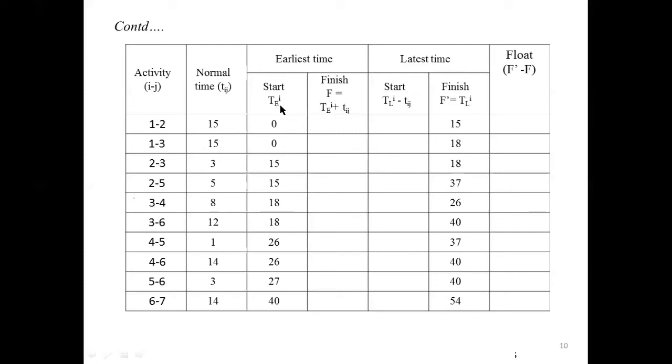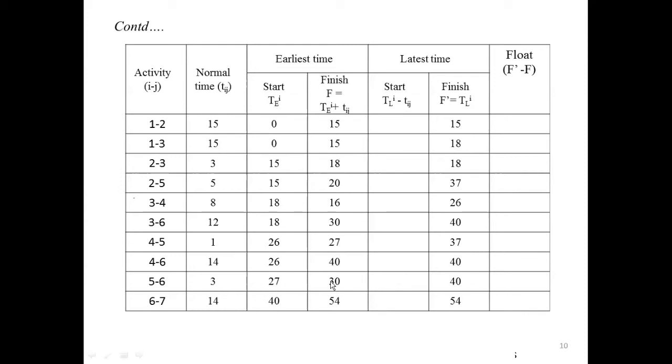You know the value of TE of i and T of ij. 15 plus 5, 15 plus 0, we get 15. 15 plus 0, 15. 3 plus 15, 18. 5 plus 15, 20. 16, 30, 27, 40, 30, 54. That is, you need to add these two. 14, 26, 27, 3, 27, 30.